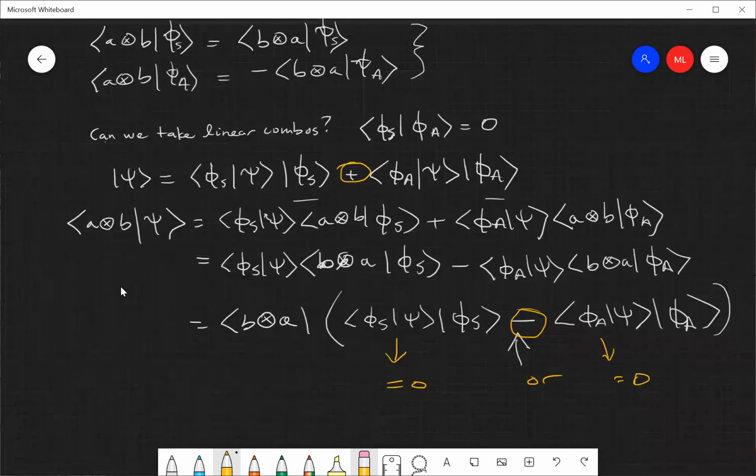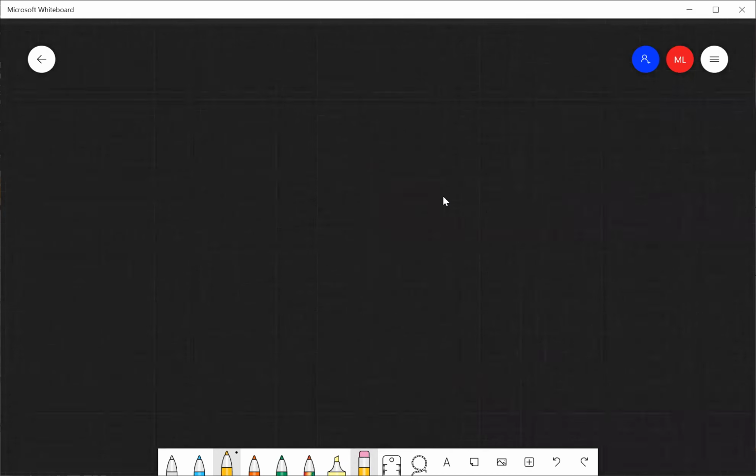Okay, so let's talk about wave functions for these kinds of particles.